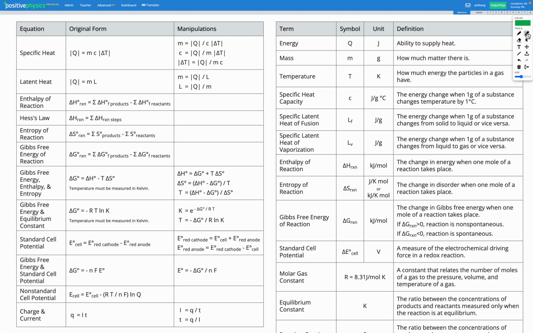We can use this equation here for Gibbs free energy of reaction in terms of the Gibbs free energies of formation. So here we can see the change in Gibbs free energy for a reaction is equal to the sum of the change in Gibbs free energy of formation of the products minus the sum of the change in Gibbs free energy of formation of the reactants.